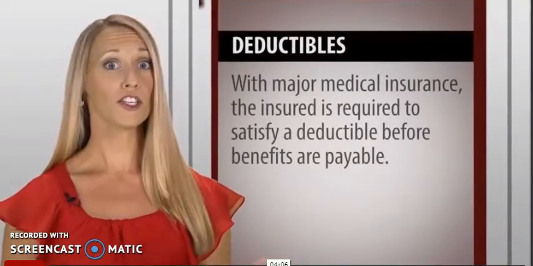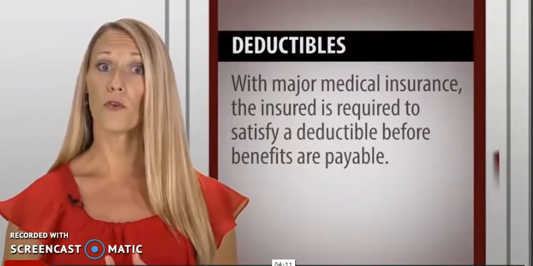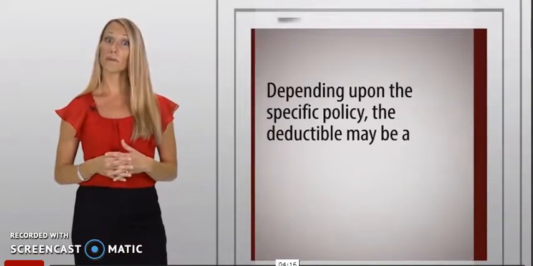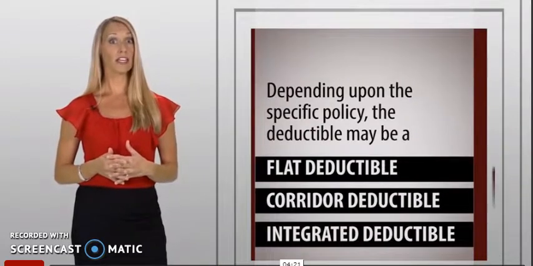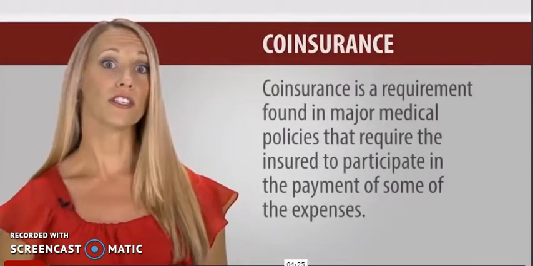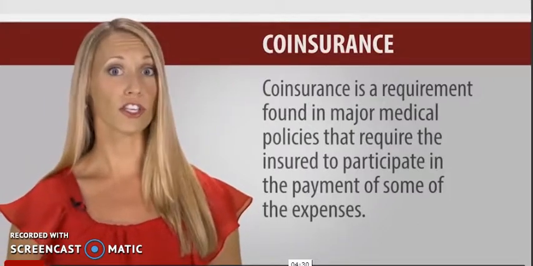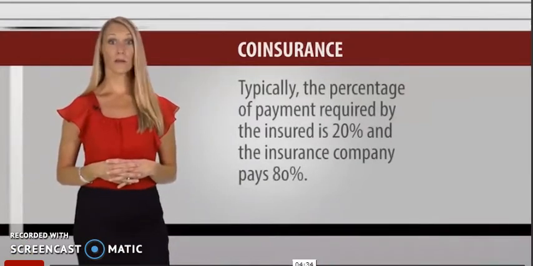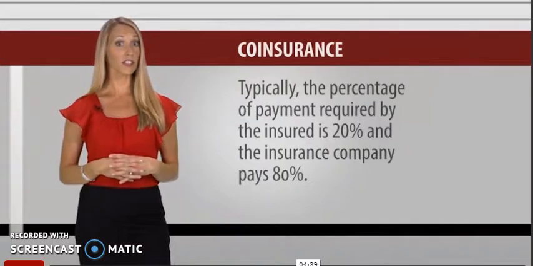Deductibles. With major medical insurance, the insured is required to satisfy a deductible before benefits are payable. Depending upon the specific policy, the deductible may be a flat deductible, corridor deductible, or an integrated deductible. Co-insurance. Co-insurance is a requirement found in major medical policies that require the insured to participate in the payment of some of the expenses.